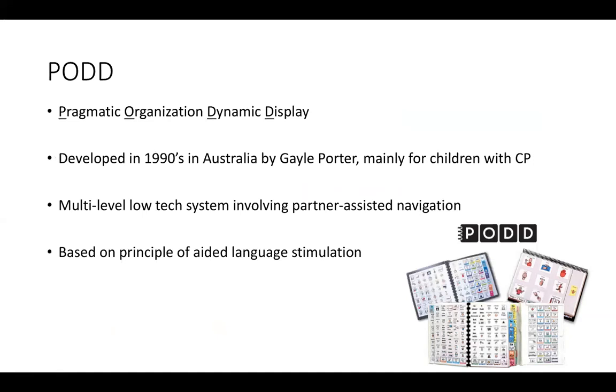What partner-assisted navigation means basically is the child points to a picture in the book, and then the adult flips the page to new vocabulary based on their selection. So for example, maybe the child points to something is wrong, and then the adult would flip to the vocabulary where they could tell you what's wrong. So, my head hurts or my stomach hurts.